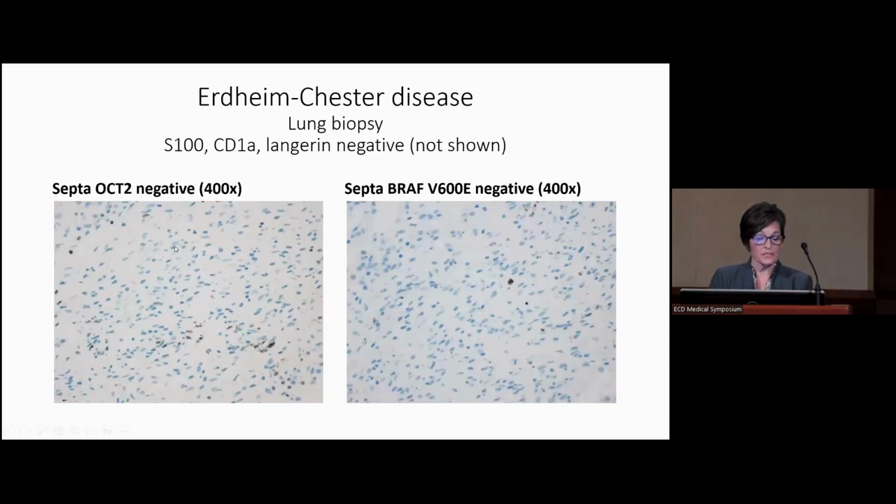Looking at those septa with other stains, S100, CD1a, and Langerin were also performed and were negative. Those are not shown. Here we have a high-powered view of an OCT2 stain, which is positive in Rosai-Dorfman disease, and you can see that it's negative here. This is some anthracotic pigment. And the BRAF V600E mutation-specific stain using the VE1 clone was also negative in this case.